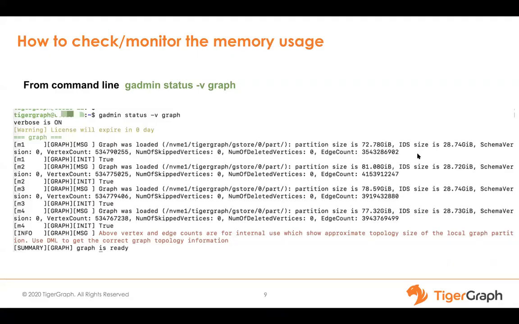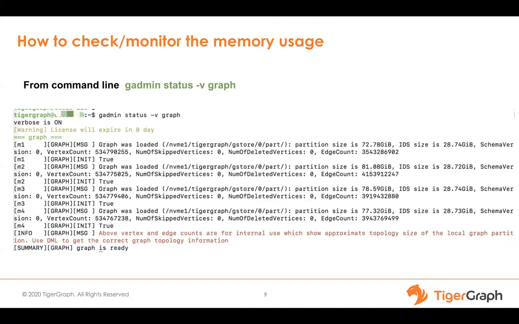As we all know, the GSE is a bidirectional ID mapping, right? And the GPE stores the graph partitions. So this means the partition size of GPE is 72 gig, while the ID service GSE size is 28 gig. So combining these numbers gives you the memory consumption of your graph.